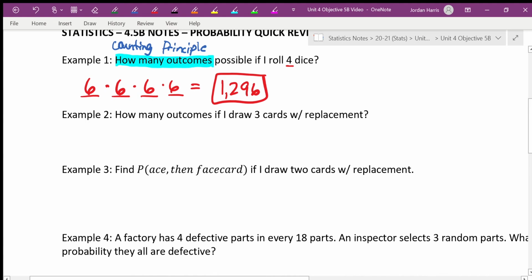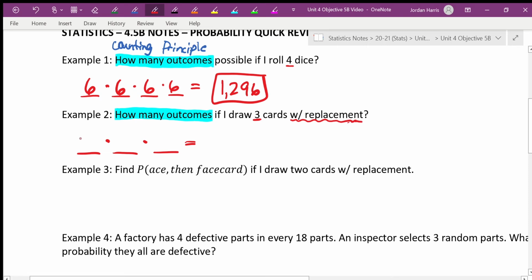Example 2, how many outcomes? Oh, there we have it again. Right away, I don't even have to think about it. I know I'm using the counting principle. If I draw 3 cards with replacement, so I have 3 categories, 3 cards, and within each category, I have my number of outcomes. With replacement is important because that means we have to put the card back, so it's not going to go down every time. It should be the same.